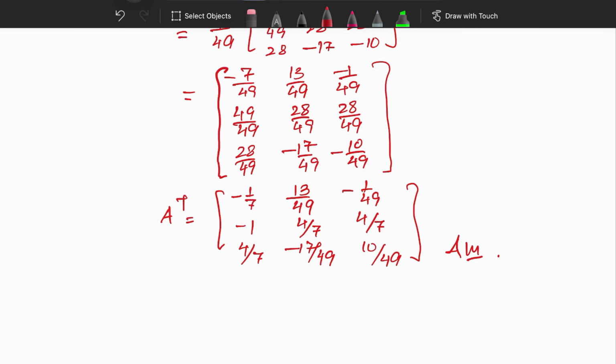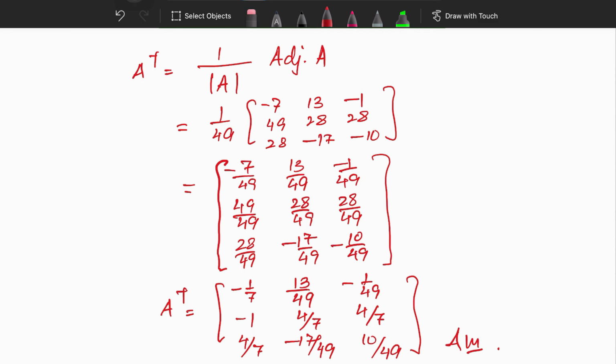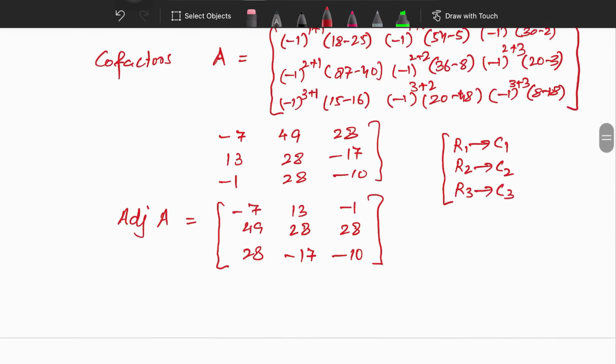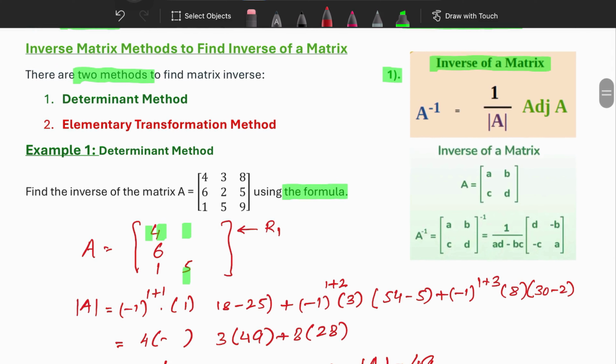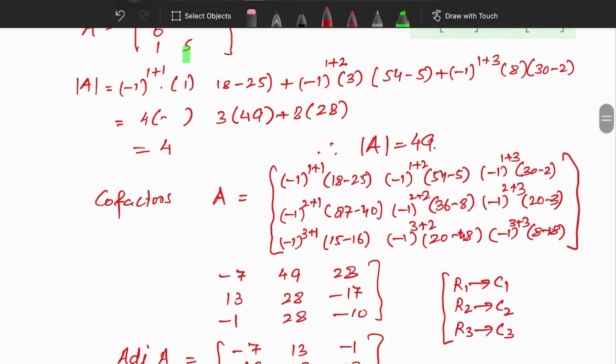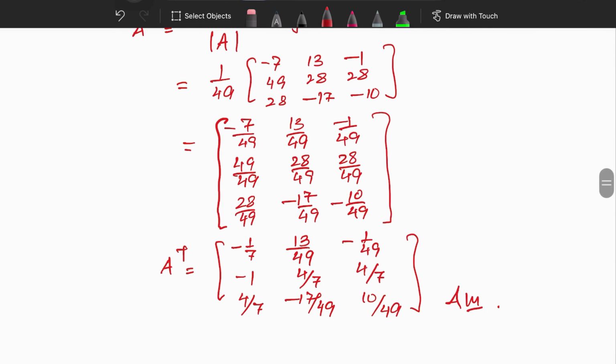So you can find it for any matrix if the order is the same. Order the same means it's a 3 by 3 matrix, 4 by 4 matrix, same number of columns, same number of rows. You can figure it out, and the approach is exactly the same. So the inverse is equal to 1 over the determinant value into adjoint A. So how to find adjoint A: cofactors and then the transpose of the matrix, and then you can figure it out. This is the first part.